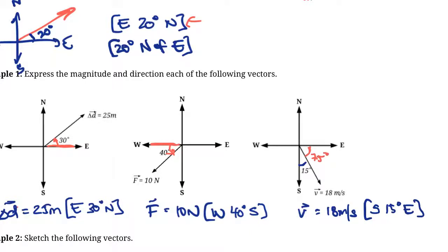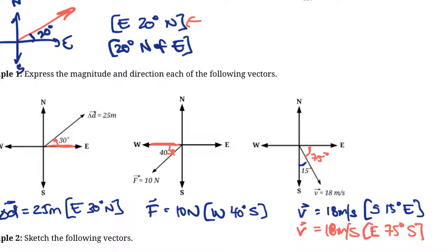We could also describe this vector v as 18 meters per second, east 75 degrees south, right? Those two directions are equivalent. One is starting from east and going towards the south, 75 degrees. One is starting from south and going towards the east, 15 degrees. They are the same direction.